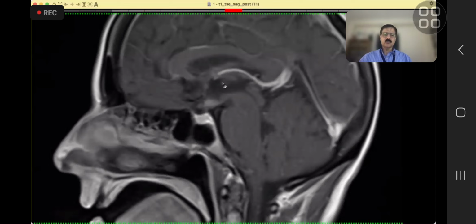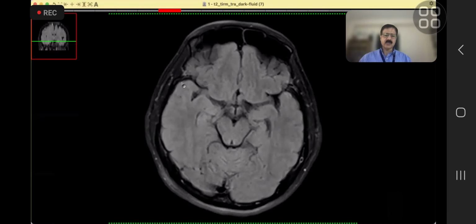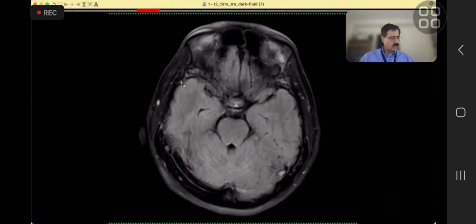So candidate two, next case, please. This is where I got the history wrong. And this case is a 43-year-old male with fever and headache, rule out encephalitis. Over to you.